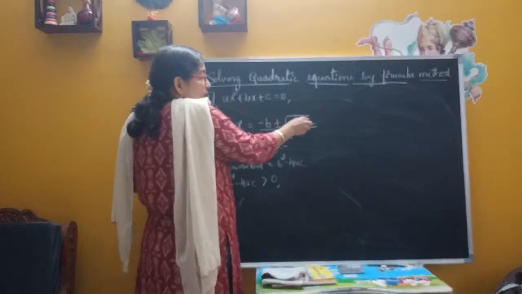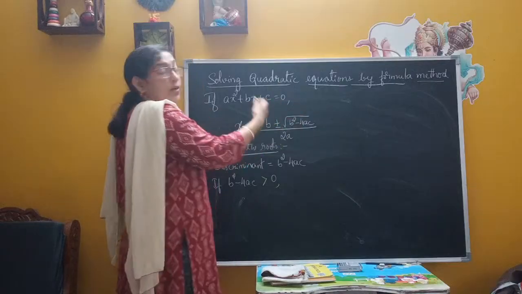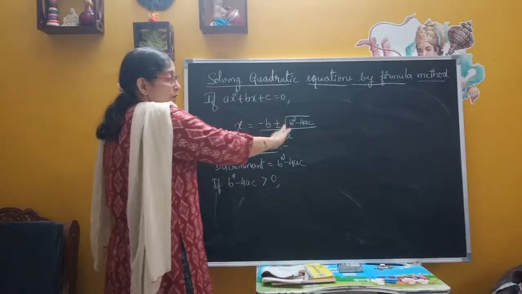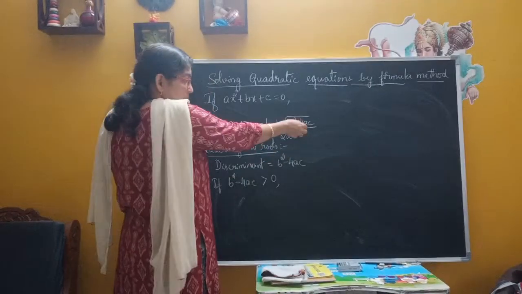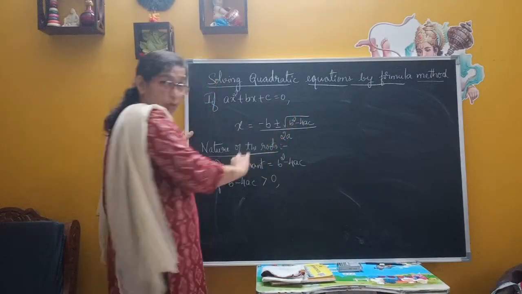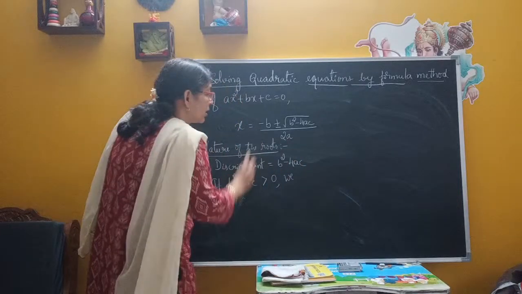Suppose we get here 4 or 5 something. If it is 4, we get the square root of 4. If it is 5, we get root 5. So if this is greater than 0, we get real roots. We get two distinct real roots.